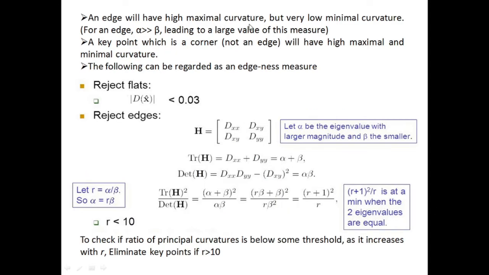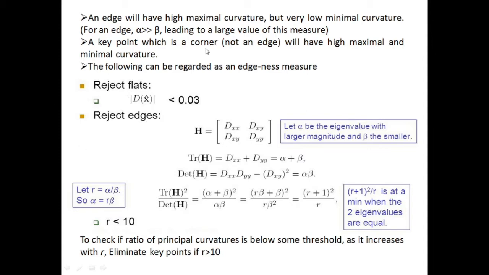An edge will have high maximal curvature but very low minimal curvature. For an edge, alpha is one eigenvalue and beta is another eigenvalue. If one eigenvalue is much greater than the other, it is ultimately an edge, leading to a large value of this measure. A key point which is a corner, not an edge, will have high maximal and minimal curvature.